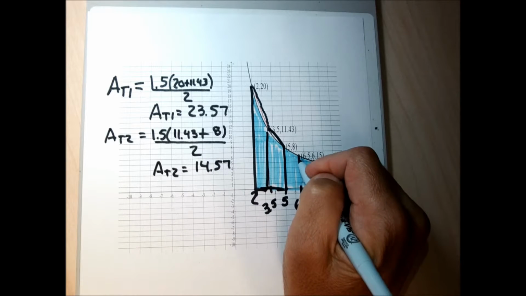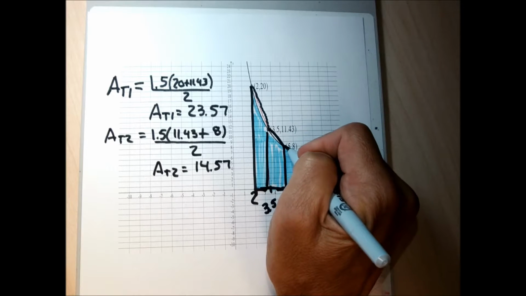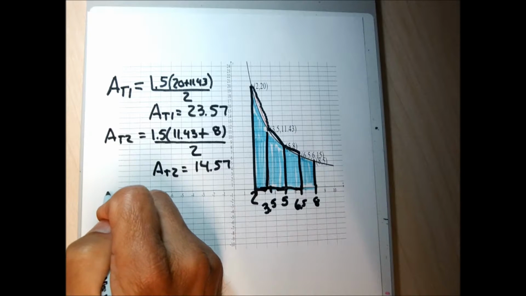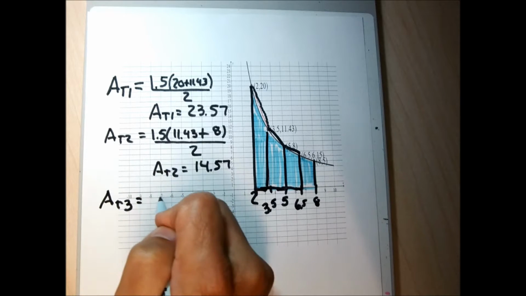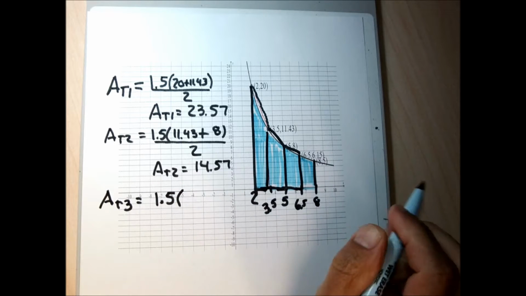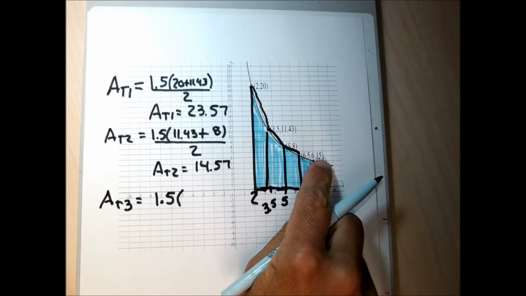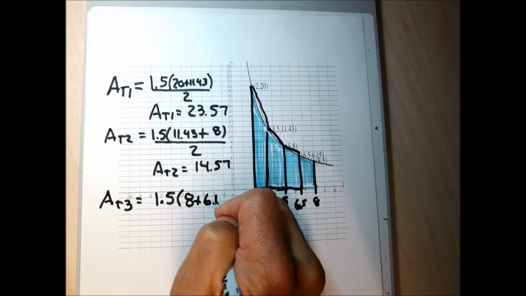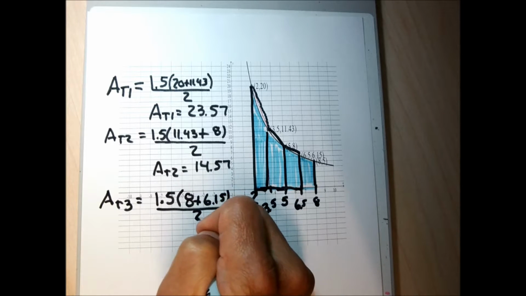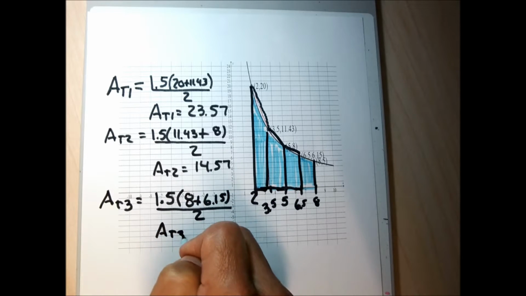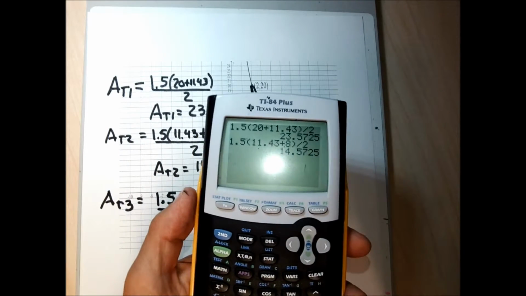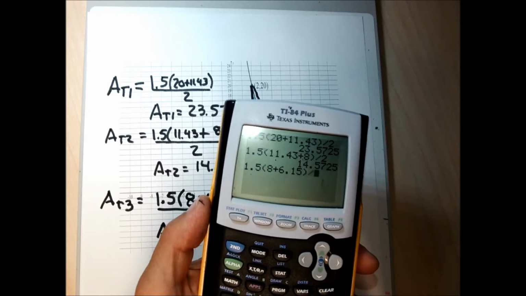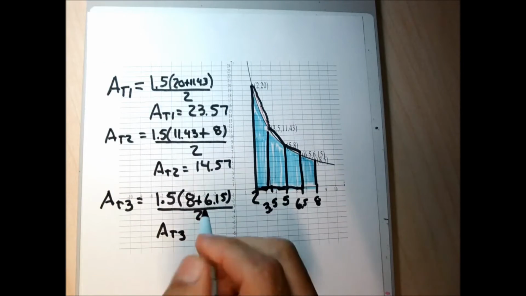Move on to trapezoid 3. The height of all these is 1.5. Base 1 is 8, base 2 is 6.15. So the area of trapezoid 3 is going to be 1.5 times parentheses 8 plus 6.15 divided by 2. That's 10.61.